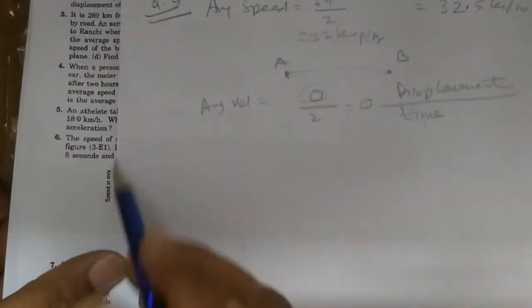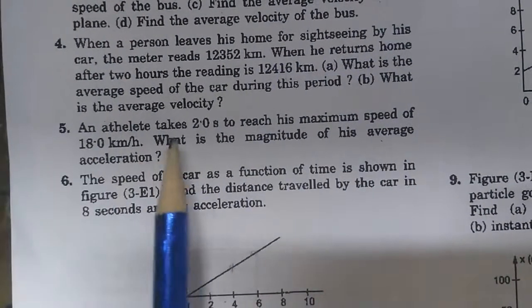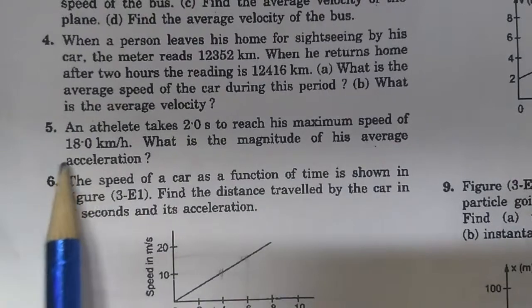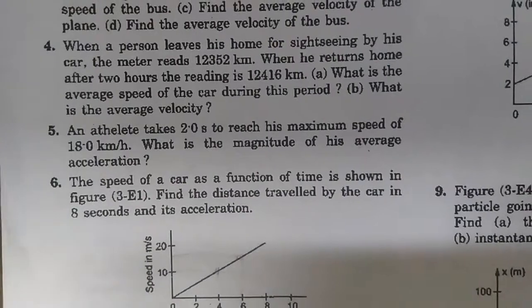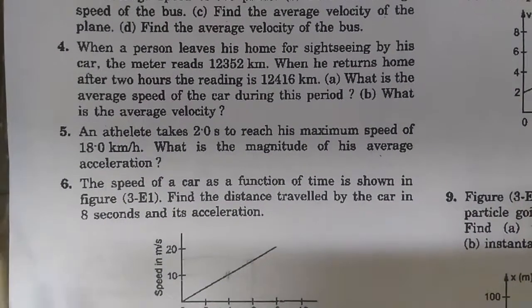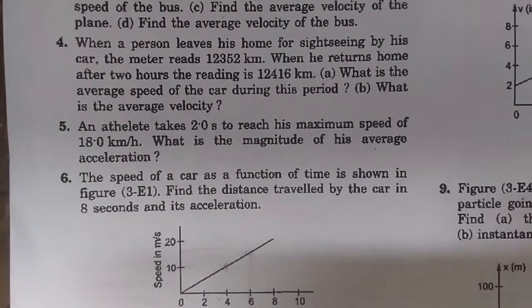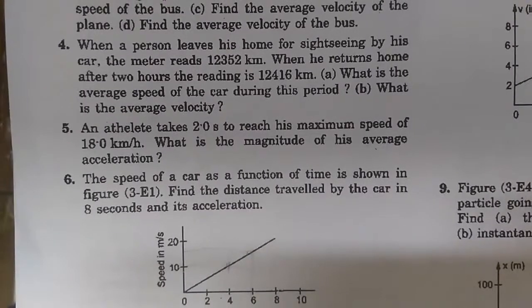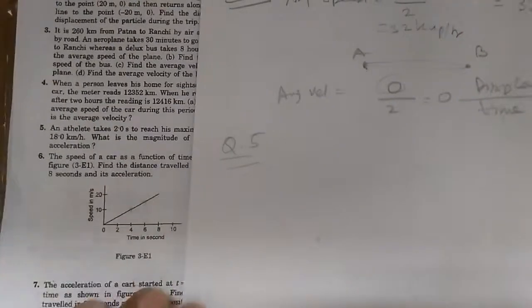Let us also take question number 5 in the same video. Question number 5 says, an athlete takes 2 seconds to reach his maximum speed of 18 km per hour. What is the magnitude of his average acceleration? So the time is given in seconds and the speed is given in kilometer per hour. The first thing we will do is convert his speed into meter per second.